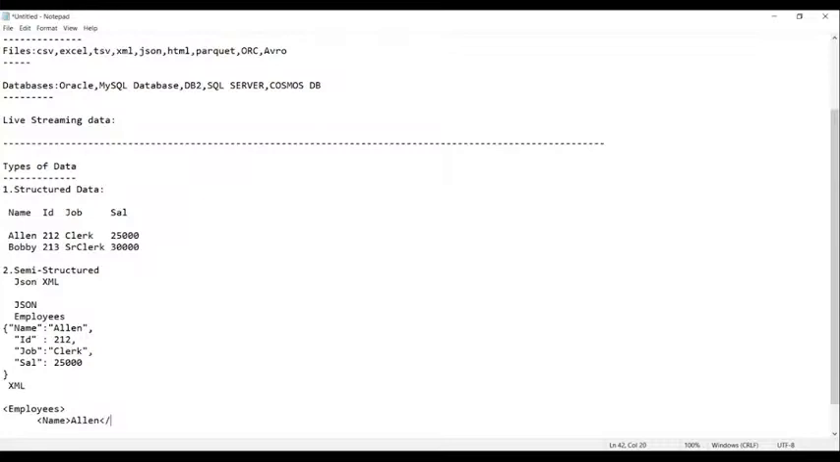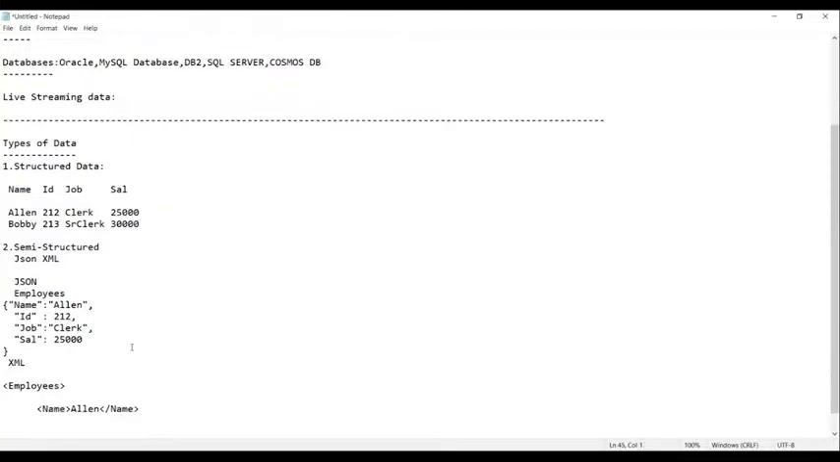And now again, close. That's it. Name. This is called an opening tag, and this is called a closing tag. Getting my point? Opening tag and closing tag. In between, you have what? Employees.